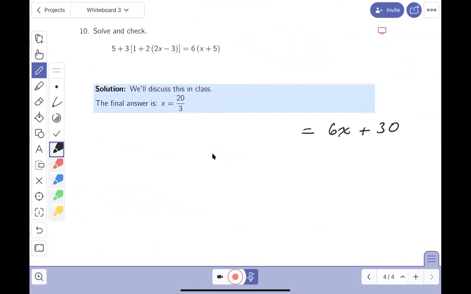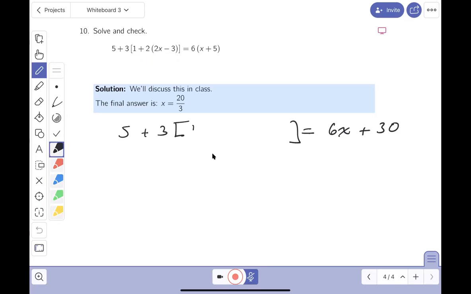On the left side, though, an error a lot of students make is they do this. They do 5 plus 3 and they say it's 8. You're not following the order of operations. The order of operations, you have to take care of the grouping symbols first. Let's do that. So 5 plus 3.